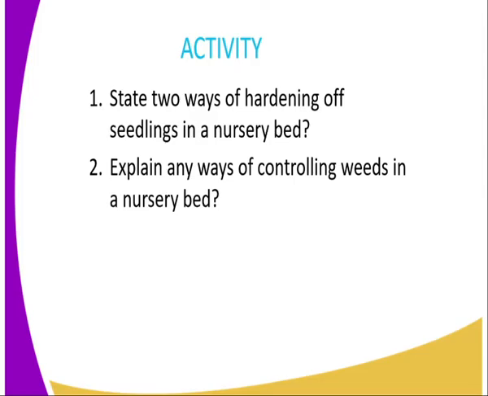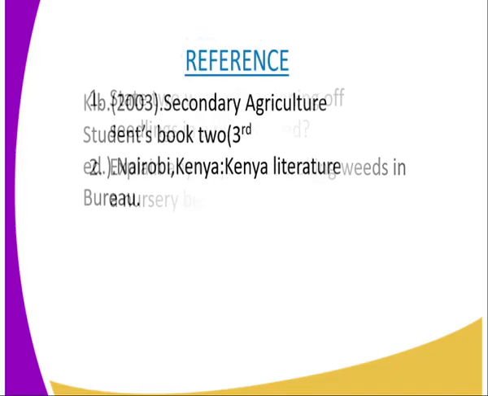That comes to the end of the lesson, and I'm going to give you an assignment in form of questions. Number one, state any two ways of hardening off seedlings in a nursery bed. I repeat again, state two ways of hardening off seedlings in a nursery bed. And the second question is, explain any two ways of controlling weeds in a nursery bed. For reference, you can refer to Secondary Agriculture Student Book 2, and the publisher is Kenya Literature Bureau.